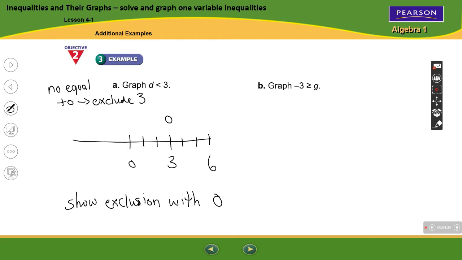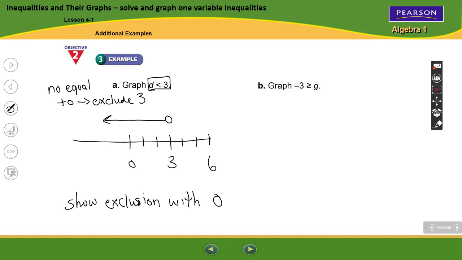The last part of your decision, you have to decide which way you are going to face the arrow. You're going to point an arrow in one direction or another. It says d is less than 3. For less than, we are going to go to the left. Less than means left. Another quick visual check is, if your variable is on your left-hand side, you can see the less than symbol points to the left. Cool, so there's our graph for that one.